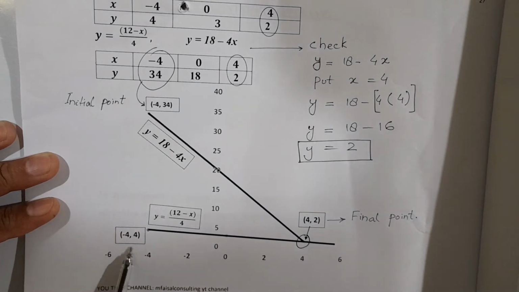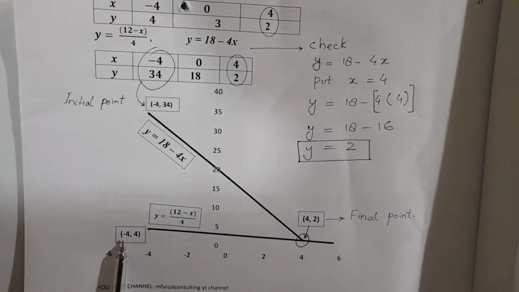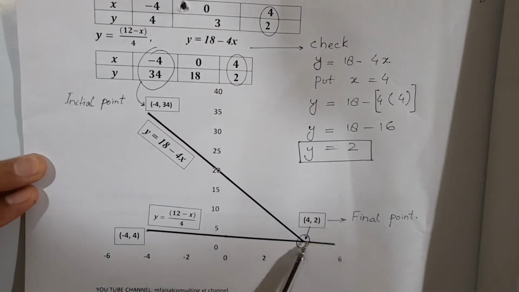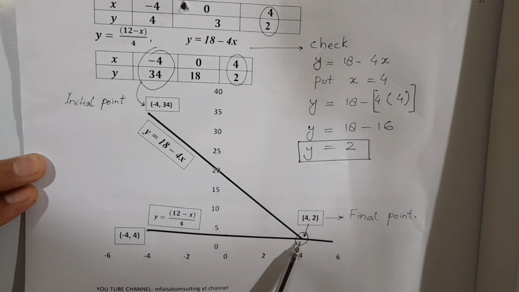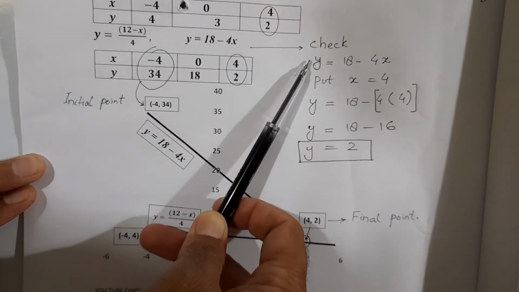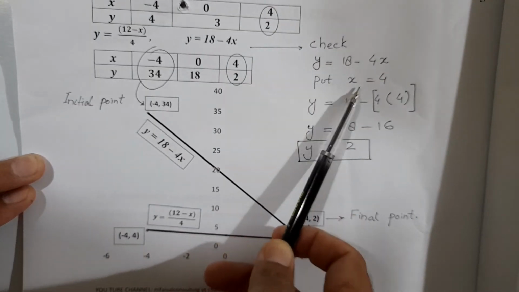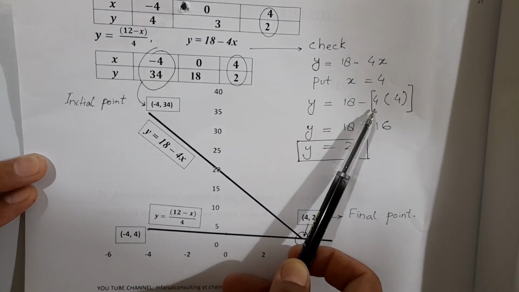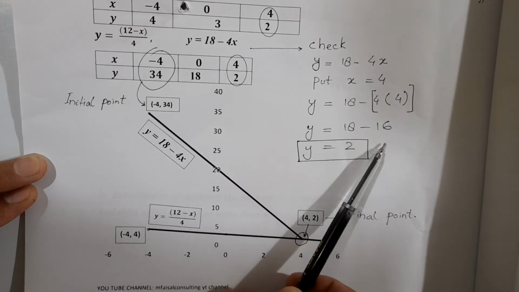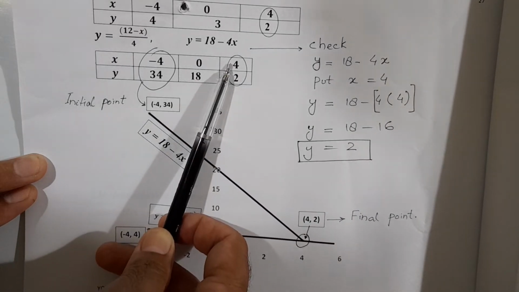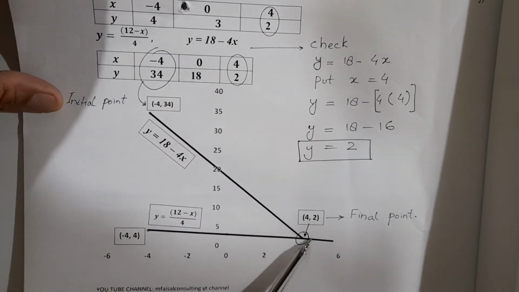This is the line of the second equation, y is equal to (12 minus x) divided by 4. The initial point is minus 4 and 4, and the final point is 4 and 2. Both lines coincide at 4 and 2. Checking the answer for the equation y is equal to 18 minus 4x: put x is equal to 4. Y is equal to 18 minus 4 into 4. 4 into 4 is 16. 18 minus 16 is 2. Y is 2. So when x was 4, y was 2. So this is the answer.